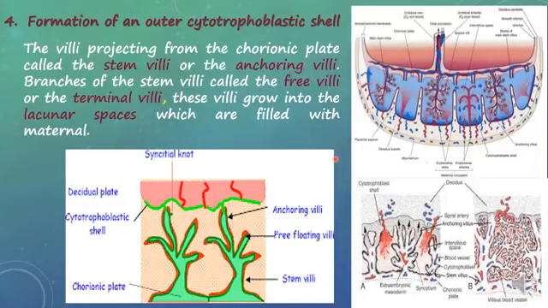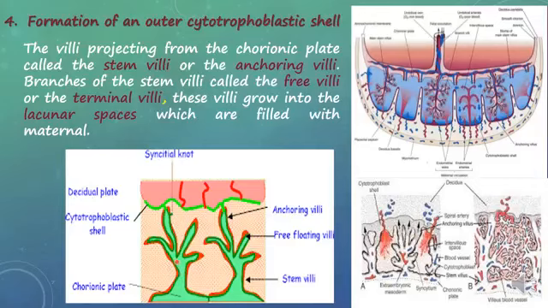The villi that project from the chorionic plate are called the stem villi or the anchoring villi. So this projection from the chorionic plate is called the anchoring villi or stem villi.